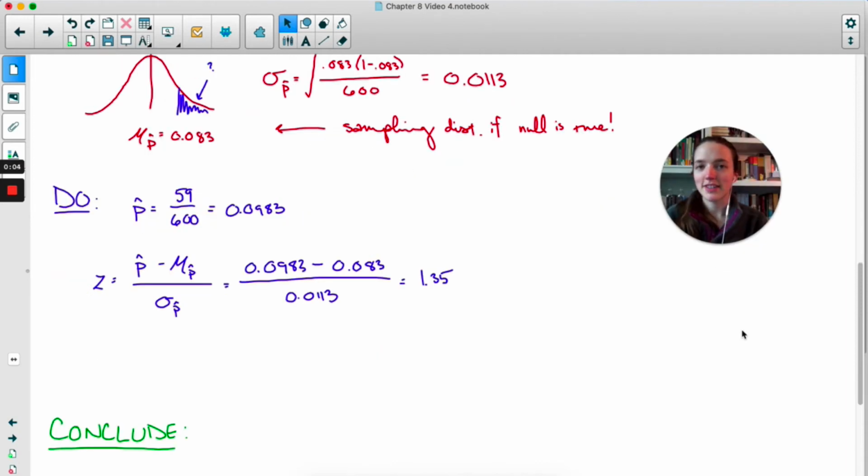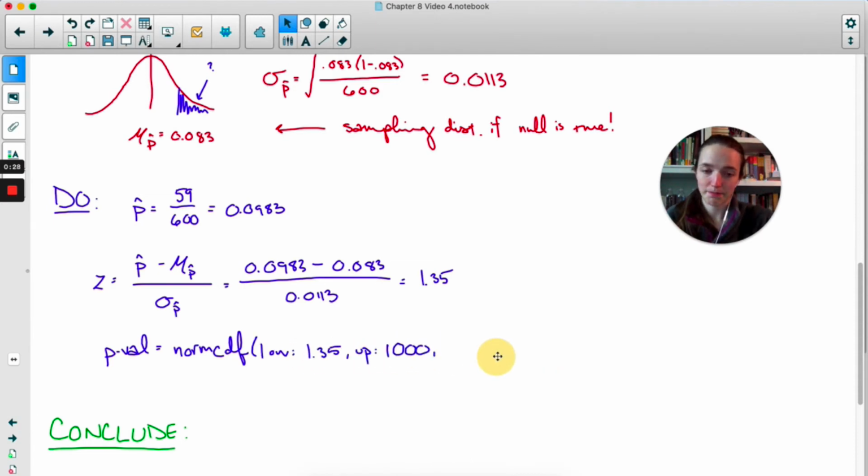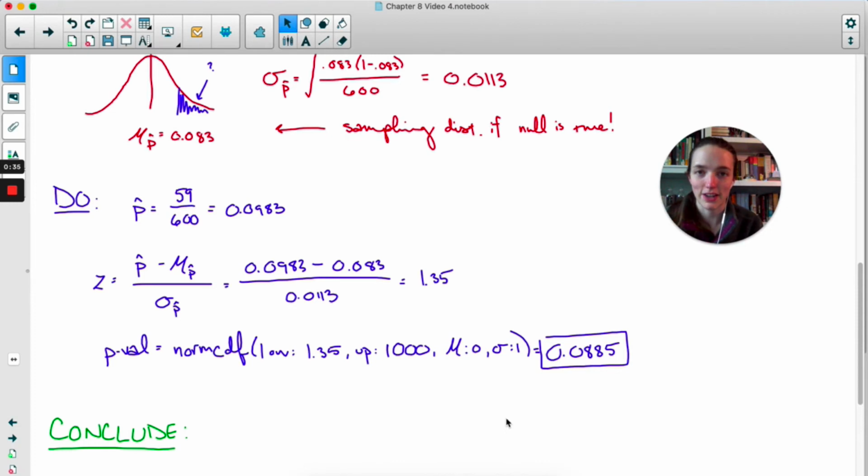Now it's not enough to just know how far above the mean our p hat is, we also need to know the likelihood that we would get this particular p hat or something more extreme. So for that, we need a p-value, which is really just this area that I shaded in. So we're going to use normalcdf because we know that this is a normal distribution or approximately normal. My lower limit is 1.35, upper limit is 1,000. And then I'm just using 0 and 1 for the mean and standard deviation, and there's our p-value, 0.0885.